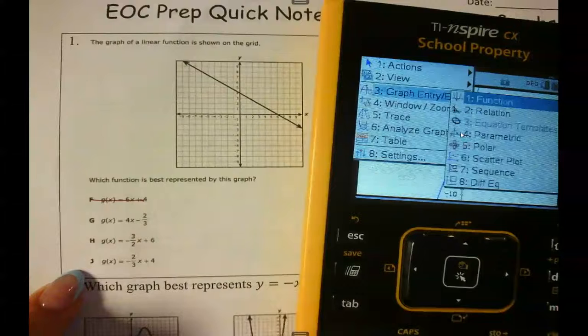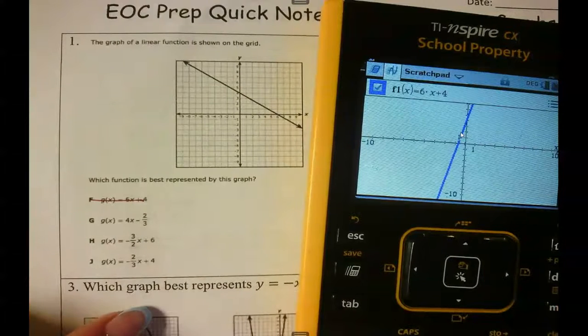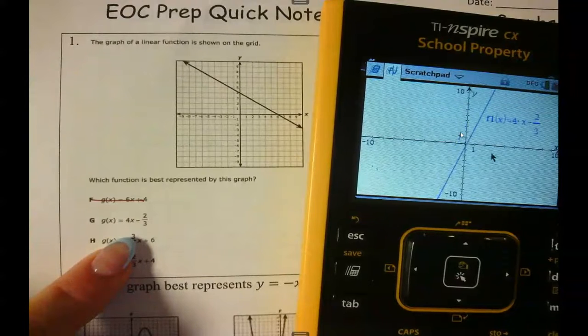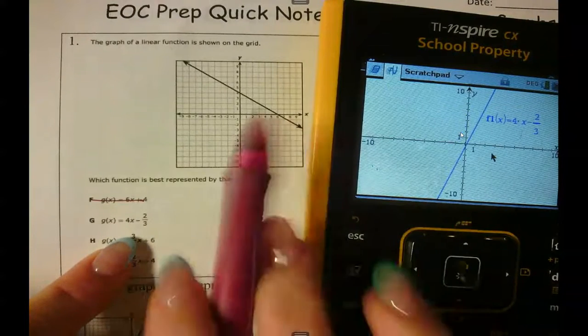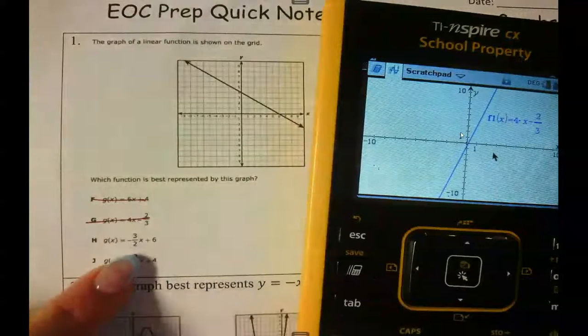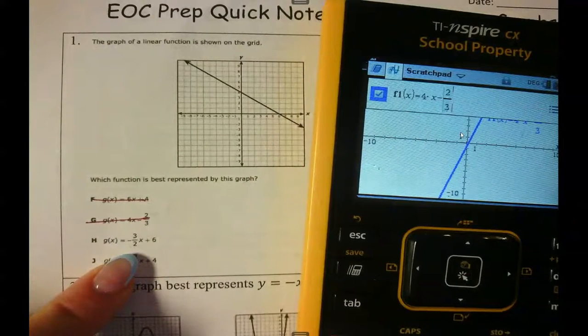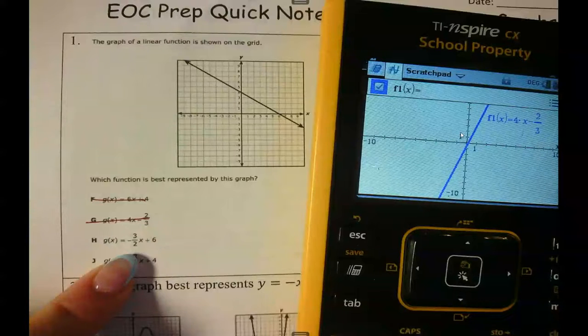So I would go back to menu 3, 1. I would arrow back up to where I entered that in, and type 4x minus 2 over 3. That does not look like that. Again, at this point, we're just playing that matching game. Remember that matching game when you were a kid?